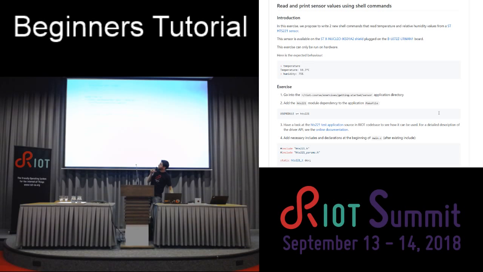Here I declare two new functions, temperature and humidity, and the handler function, so it's a function pointer. Inside both functions, it's just checking the number of arguments is correct. If it's not, I print the usage. Then I read the value. This is a trick to handle negative or positive values. And then I just print the value to the terminal.